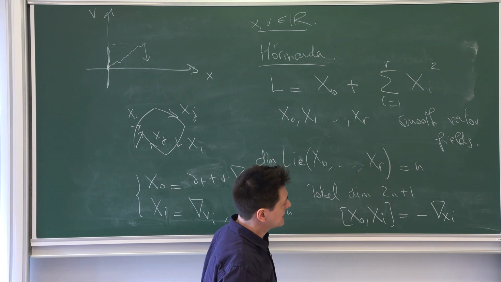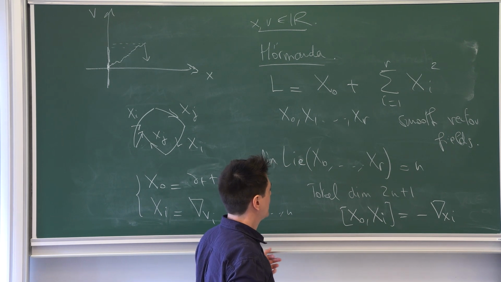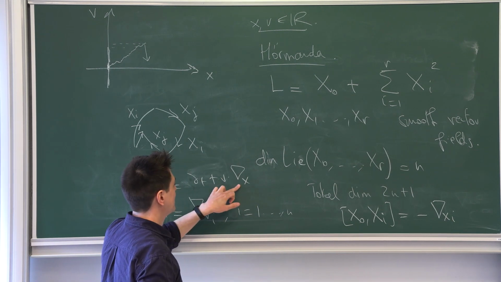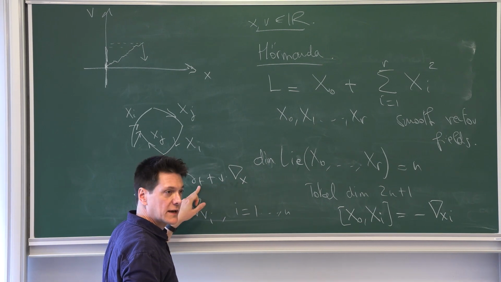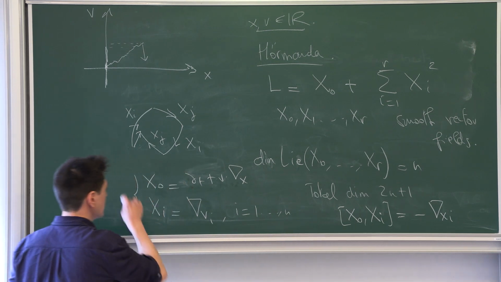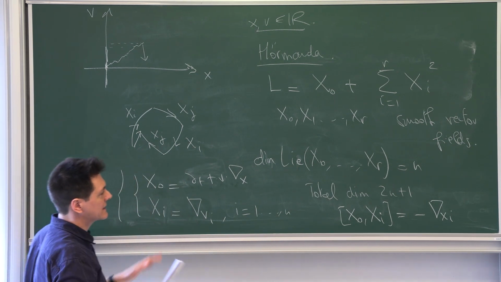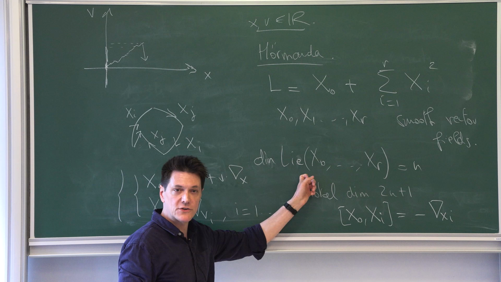And then by linear combination, if you have dt plus v grad x, you have all the grad x. By difference, you'll have dt as well. So here you have an archetypical example where you have the Hörmander condition.